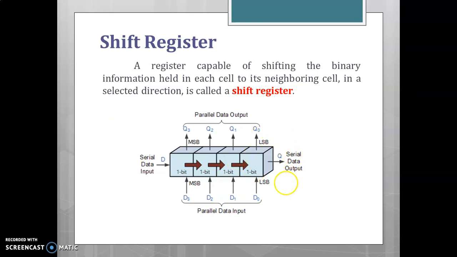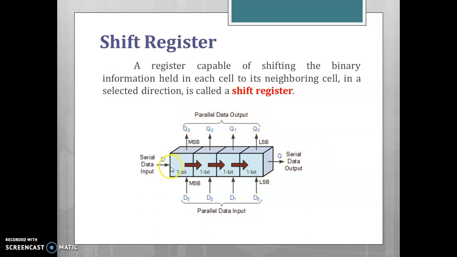The logical configuration of the shift register consists of a chain of flip-flops connected in cascade. The output of one flip-flop is connected to the input of the next flip-flop. All the flip-flops receive a common clock pulse. It activates the shift from one stage to the next stage. In the shift register, the data can be entered serially or in parallel. Similarly, the output can be taken in serial manner or in parallel.